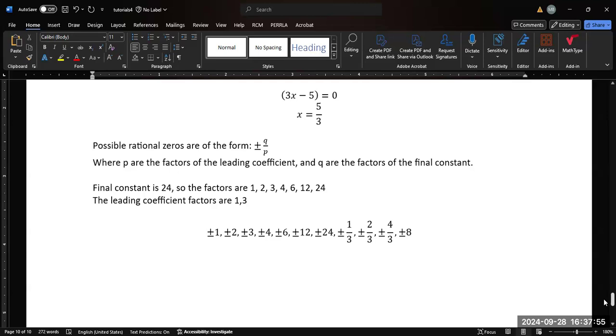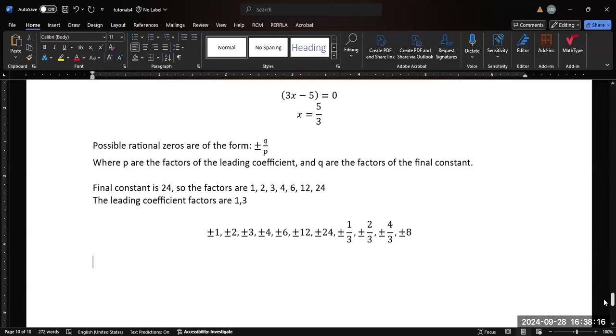We have a couple of thirds to check. We have a couple of whole numbers, but we know we don't have to check 5 or 7 or 10 or things like that. We have only these ones as possibilities. Some of these will either work or all of the zeros will be irrational. Now, in a textbook problem, you would expect at least some of them to work.